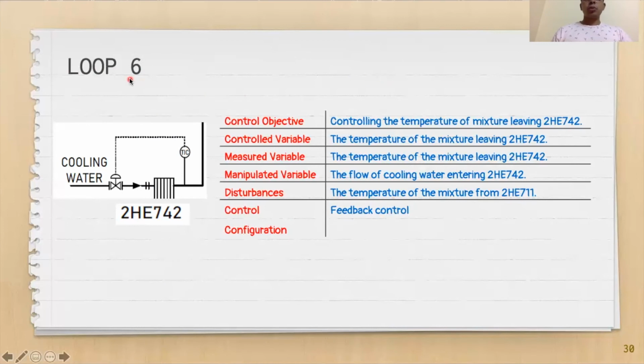In this part I'm going to present from loop 6 until the end. For 2HE742, our control objective is controlling the temperature of the mixture leaving 2HE742. The controlled variable and measured variable are the temperature of the mixture leaving 2HE742, and the manipulated variable is the flow of cooling water entering 2HE742. The disturbance is the temperature of the mixture from 2HE711, and the control configuration used here is feedback control.